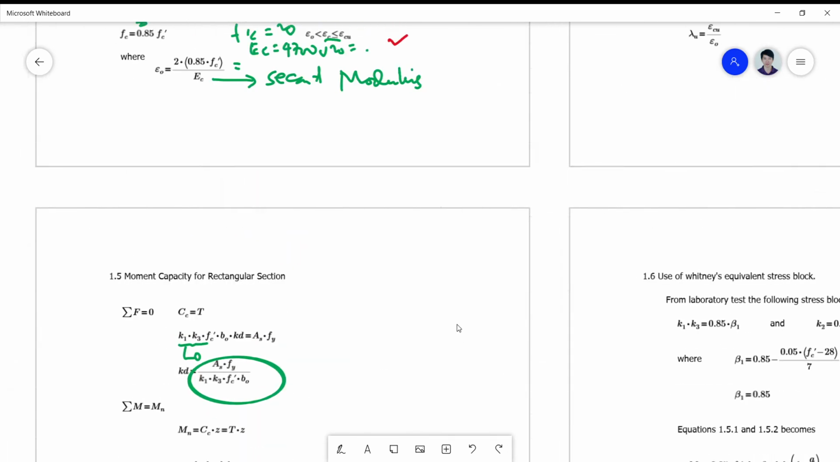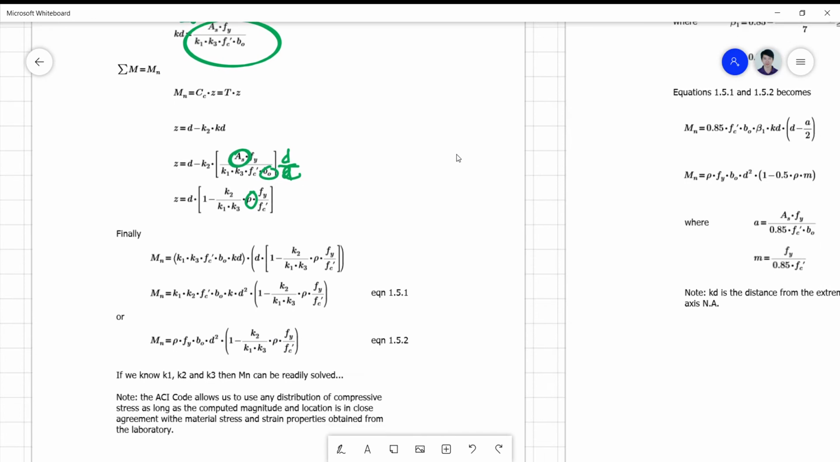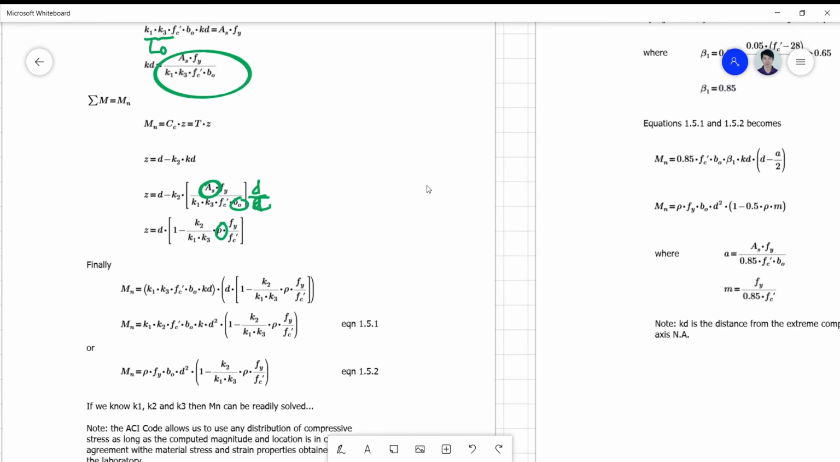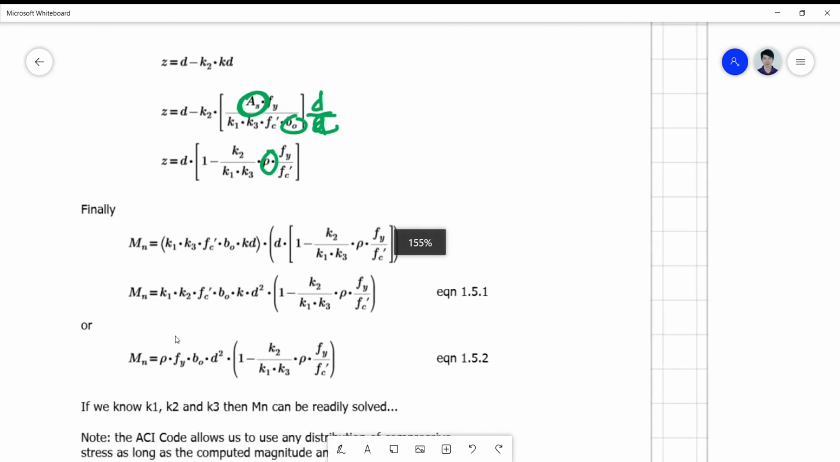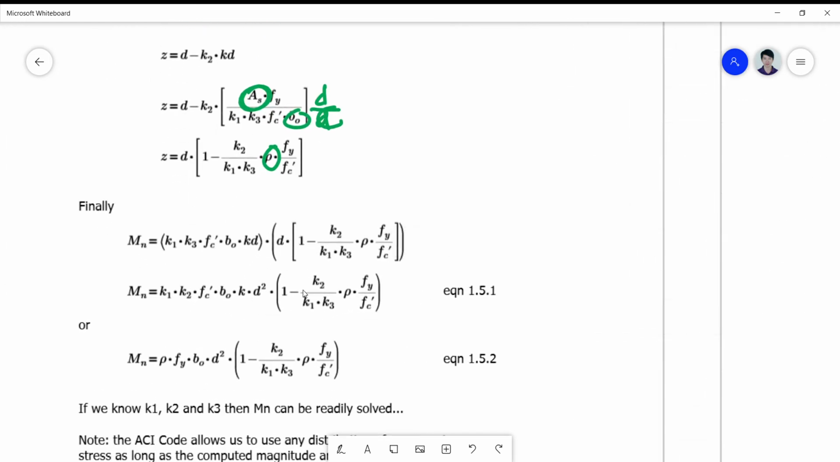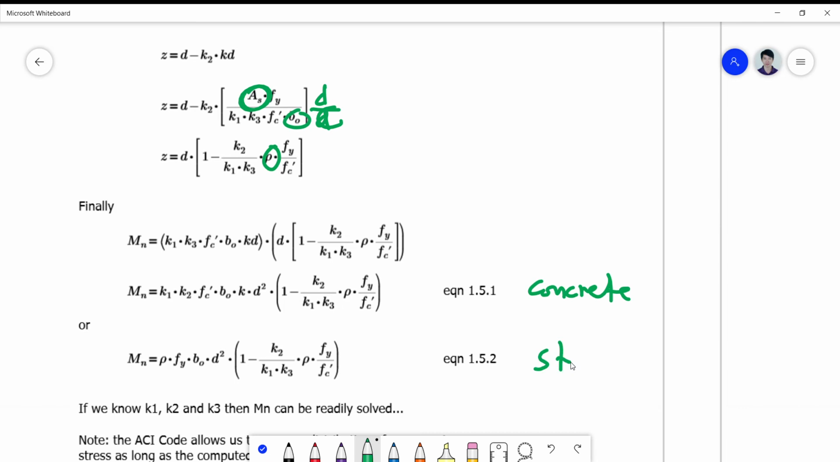Equations 1.5.1 and 1.5.2. Okay, so these equations here are identical, no? They are just the same. Kaya lang, ang kamukha nito is yung concrete part, to yung steel.